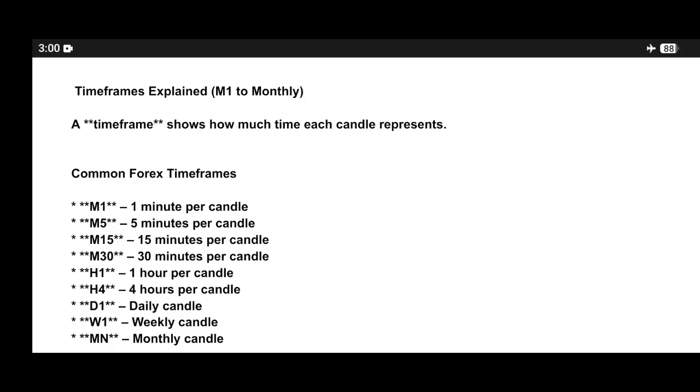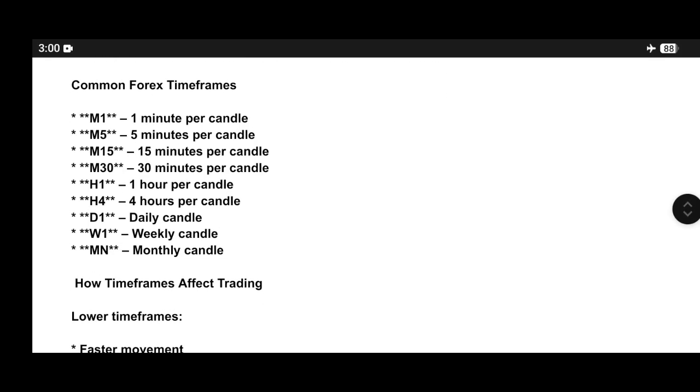Then we have the daily candle, which is D1. It means every day a candle forms on a daily time frame. Then we have W1, which means every week a candle forms on a weekly time frame. Then we have MN, the monthly candle, which means every month a candle forms on a monthly chart.